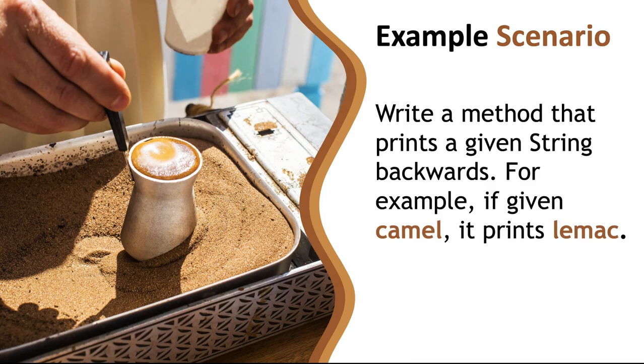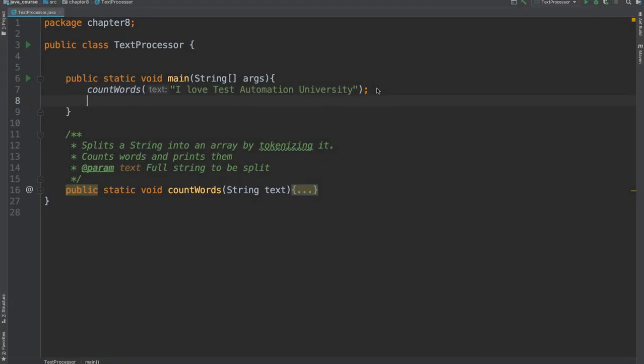Let's look at another example. We're going to create a method that prints a given string backwards. For example, if given the word camel, it prints lemac. So let's make a call to a new method, reverseString, and we'll give it "Hello, TAU." And we'll create that method.